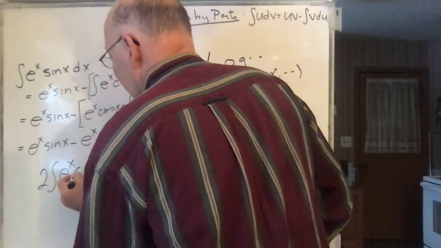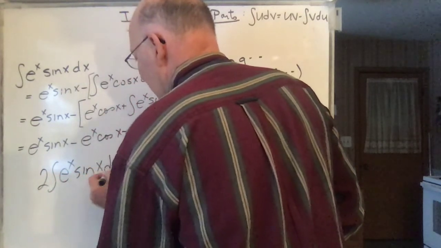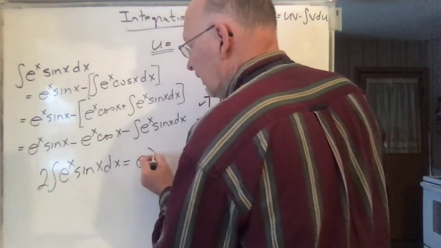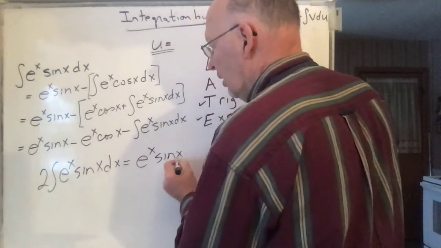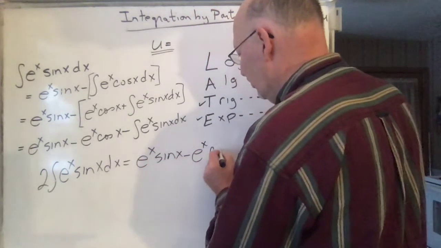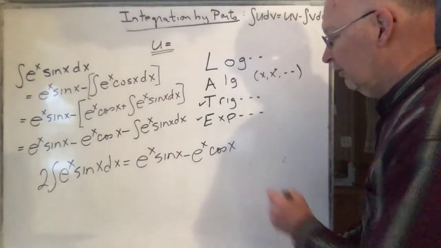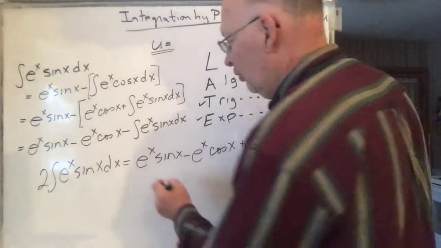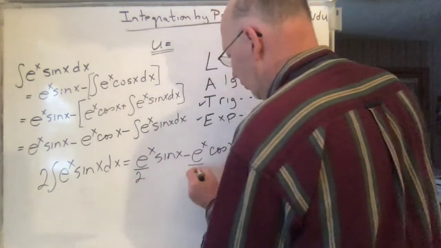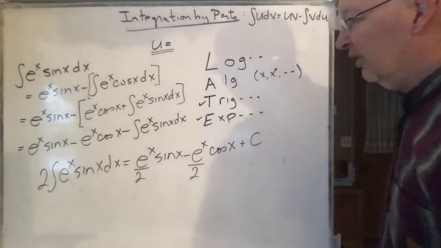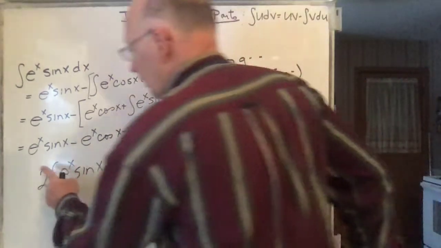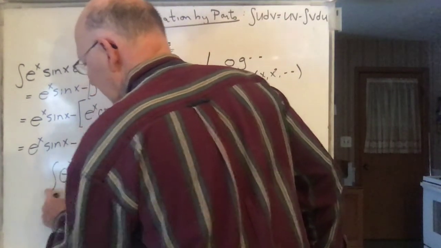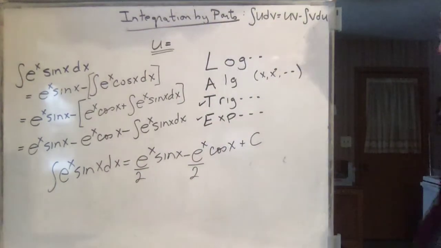e to the x sine of x dx is equal to e to the x sine of x minus e to the x cosine of x, and then plus c. And then you just divide through by 2. I'll just divide them each through by 2 like that. C over 2 is still a constant, so you can get rid of that. And boom, we're all done. Isn't that clever? Very clever. So there's our answer. Okay, so that one worked.